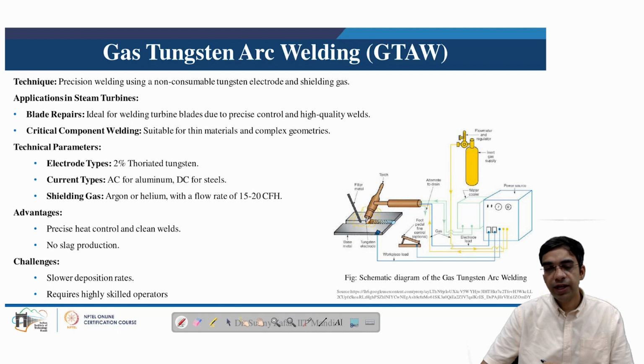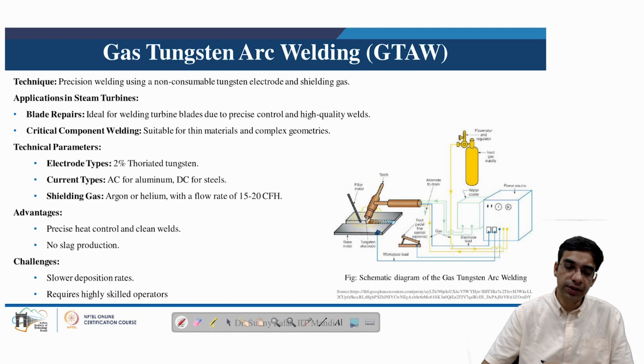The torch also has the capability to supply shielding gas, which is supplied using a pressurized cylinder on which the flow meter and regulator adjust the flow rate and pressure at which the shielding gas is supplied in the weld zone. So GTAW with respect to steam turbines is used for welding with precise control and generating high quality welds. It is critical for component welding for thin sheets and complex geometries.